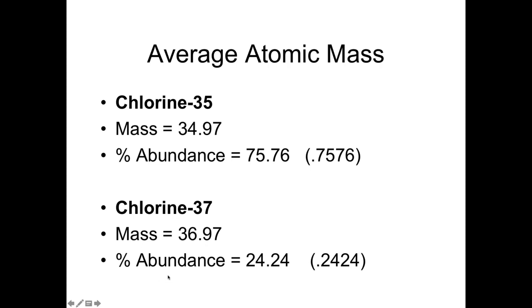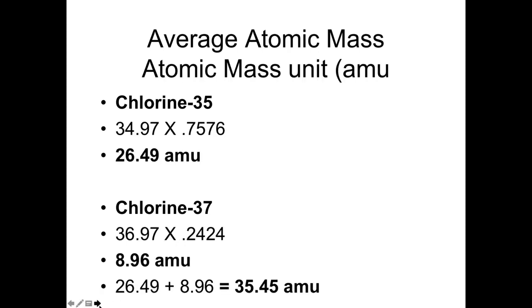So you're going to do just basic mathematics to get the overall atomic mass, and here's how that looks. We're going to take the mass of chlorine-35, which is 34.97, then multiply it by that relative abundance as a decimal instead of a percent. That'll get us 26.49 AMUs.